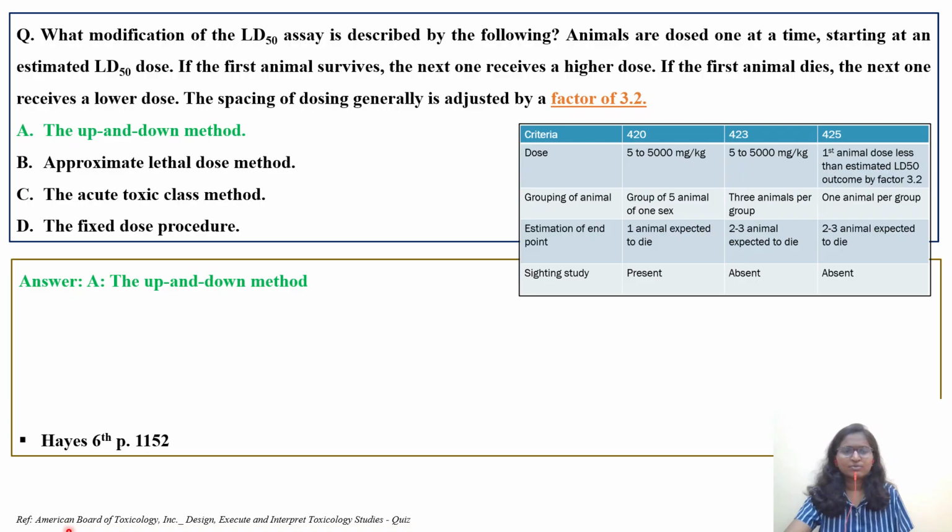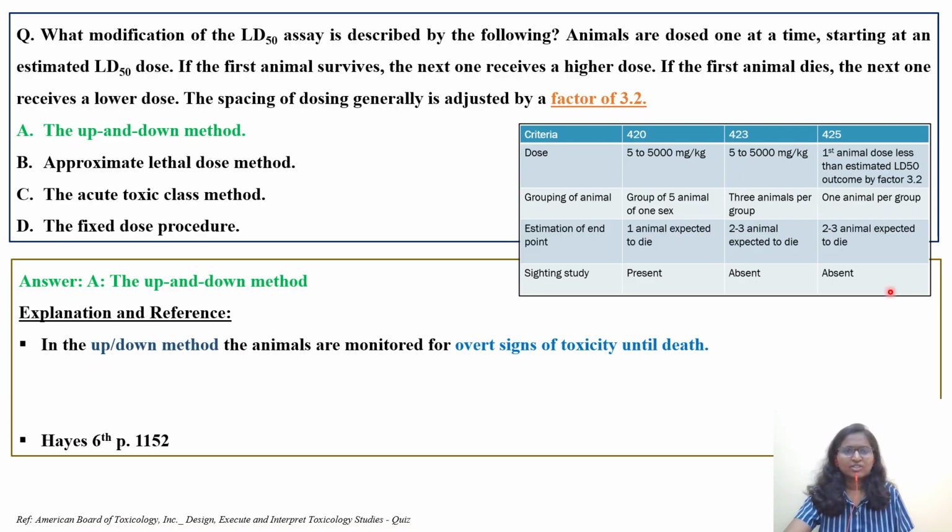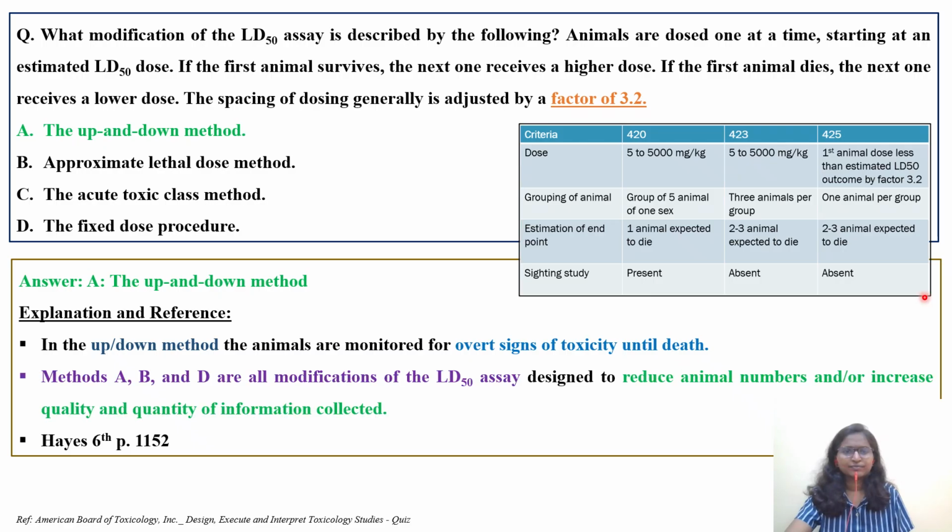As you can see, these questions are taken from the American Board of Toxicology. What is the explanation and difference given? In the up and down method, the animals are monitored for overt signs of toxicity until death. Methods A, B, and D are all modifications of the LD50 assay. Up and down method, approximate lethal dose method, as well as fixed dose procedure, are designed to reduce animal numbers and or increase quality and quantity of information collected. So reducing the animal numbers, again, this is nothing but application of the 3R principle.